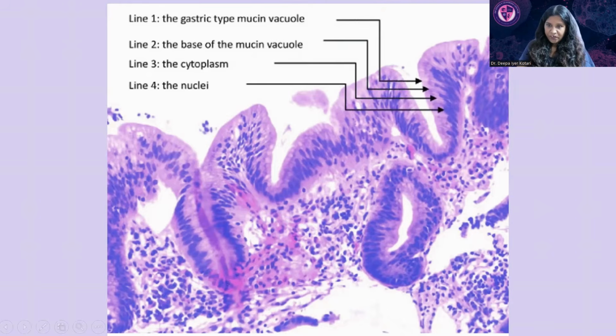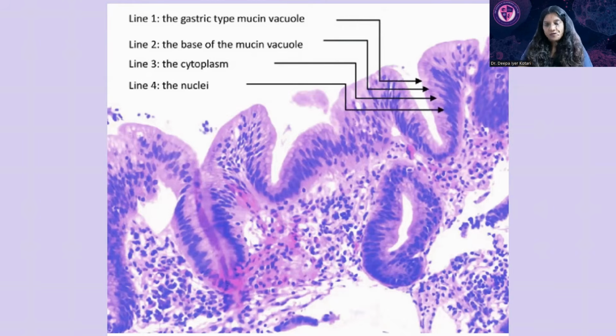All right. So let's see each of these 4 lines line by line. The line 1 I told you is the apical mucin cap. The line 2 is the base of the mucin vacuole. The line 3 is the cytoplasm of the vacuole, the cytoplasmic zone. And the line 4 is the aligned nuclei. So what happens in reactive atypia? When the reactive inflammatory changes happen, the nuclei may become enlarged, hyperchromatic, slightly irregular. And at first glance, it may mimic the dysplasia.